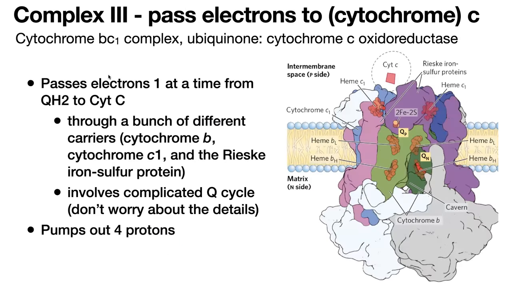So complex 3 is also called cytochrome BC1 complex, or ubiquinone cytochrome C oxidoreductase. So these long names, complex 3 is a lot simpler to say. And it's going to basically pass electrons one at a time from our ubiquinol to cytochrome C. So remember, ubiquinol is fully reduced. It's got those 2 electrons it can transfer. Cytochrome C is only going to transport 1 electron.